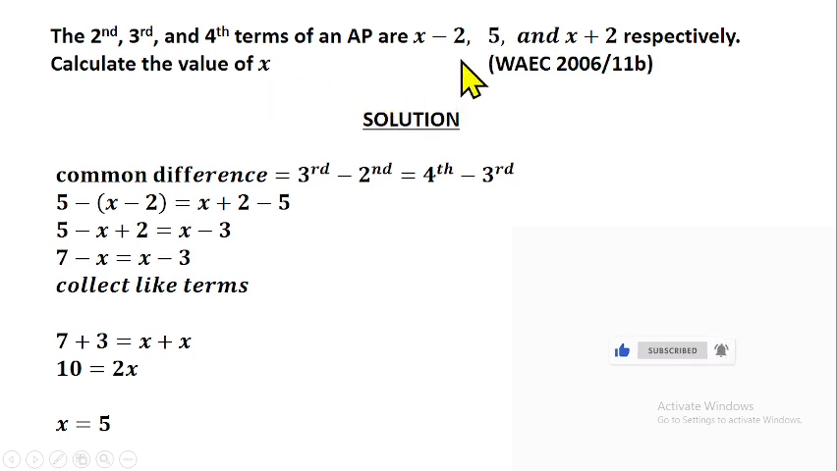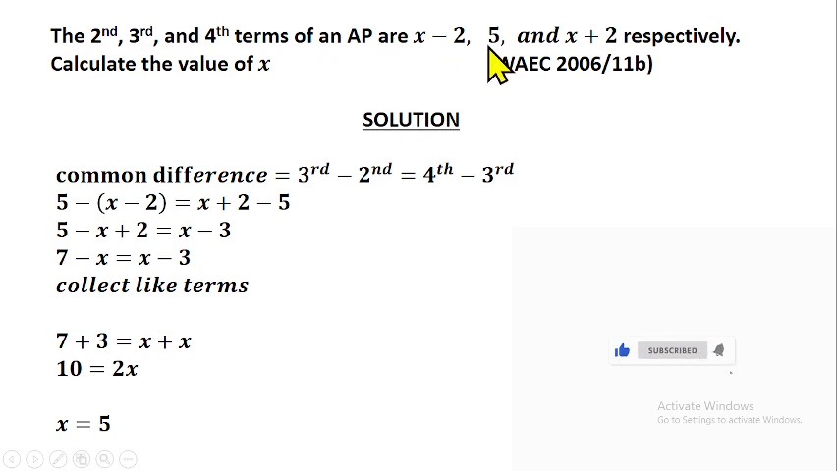So we know that when it comes to arithmetic progression, since the terms follow one another, this is the second, third, and fourth, they follow each other, isn't it? It's not that we have 1, we have 4, we have 6. No, that one is not. They didn't follow each other. They are not consecutive. But in this case, they are consecutive: second, third, and fourth.